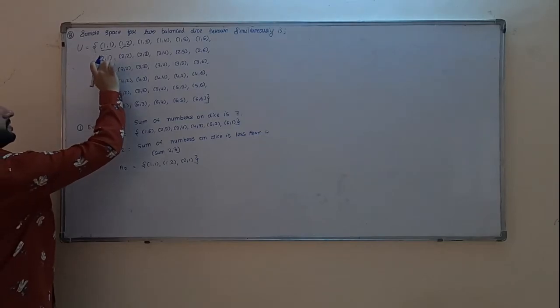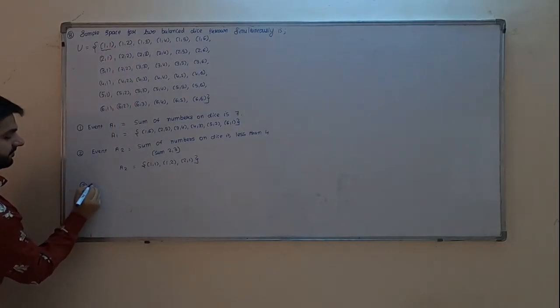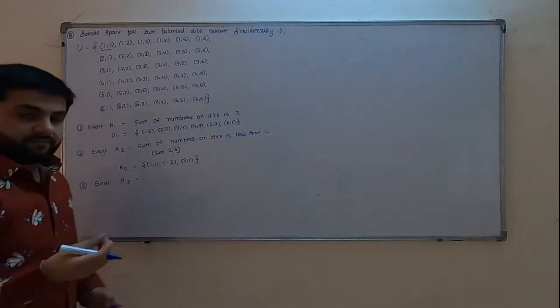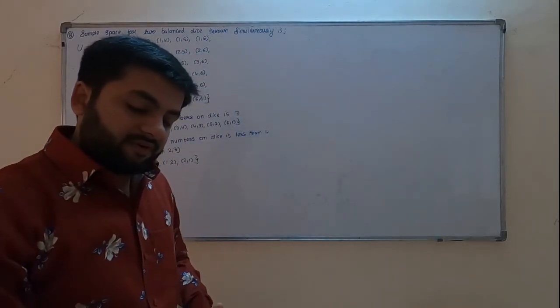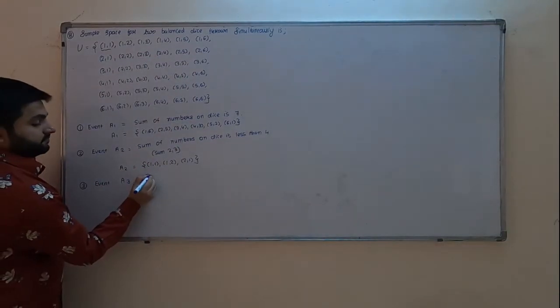Okay. Now an important question is coming in event A3. Event A3. Okay, what are they telling in event A3? Sum of numbers on dice is divisible by 3.